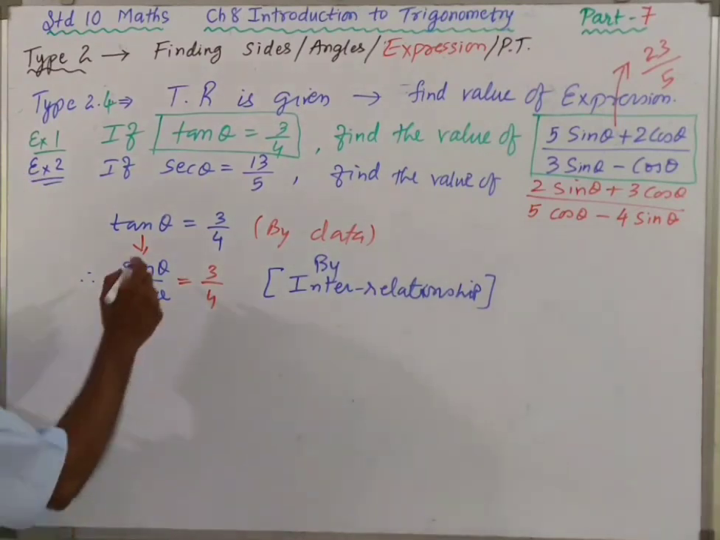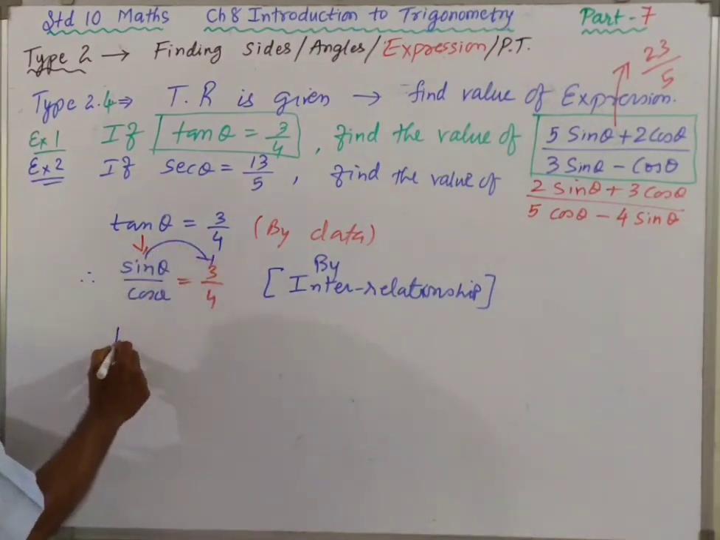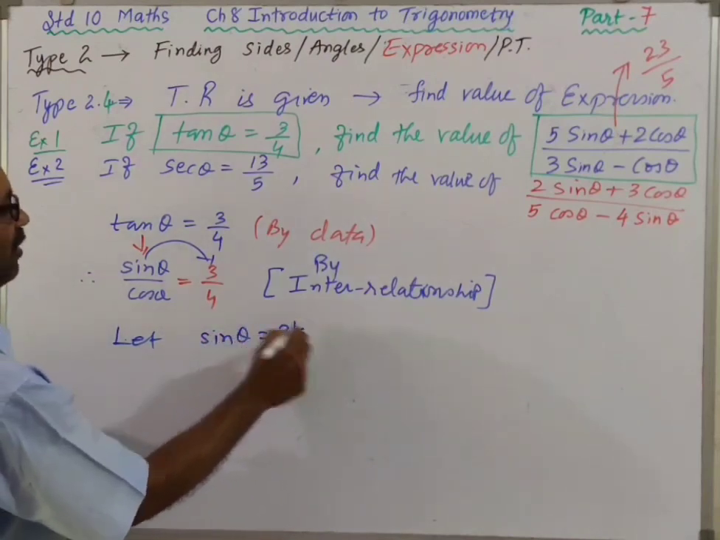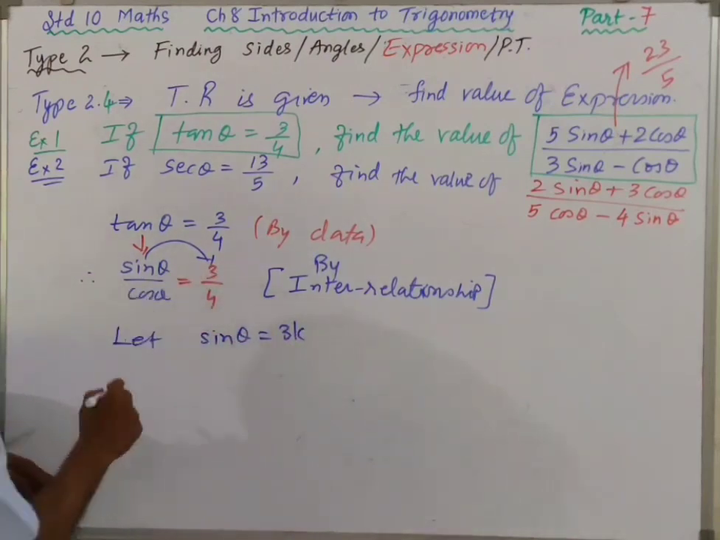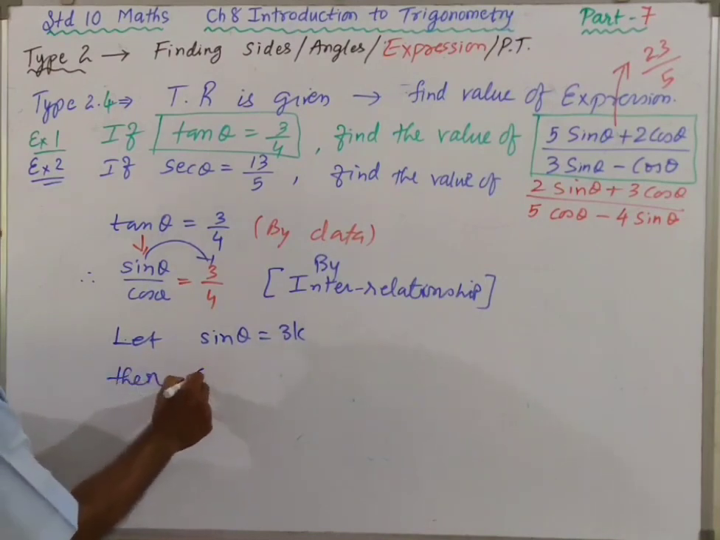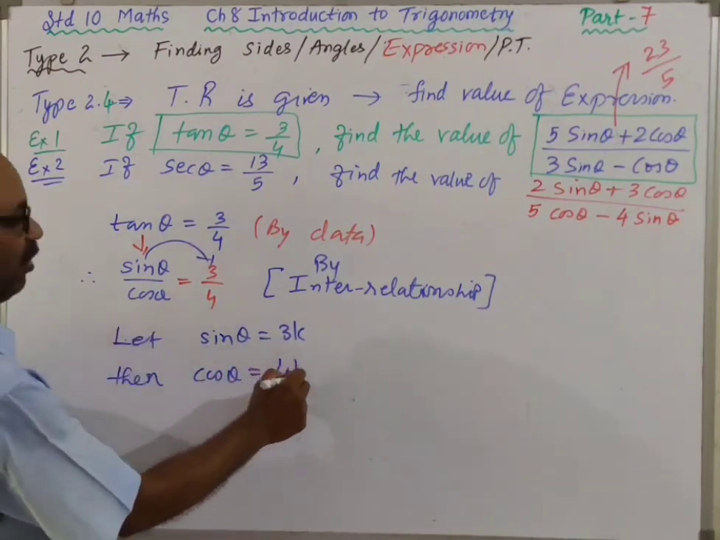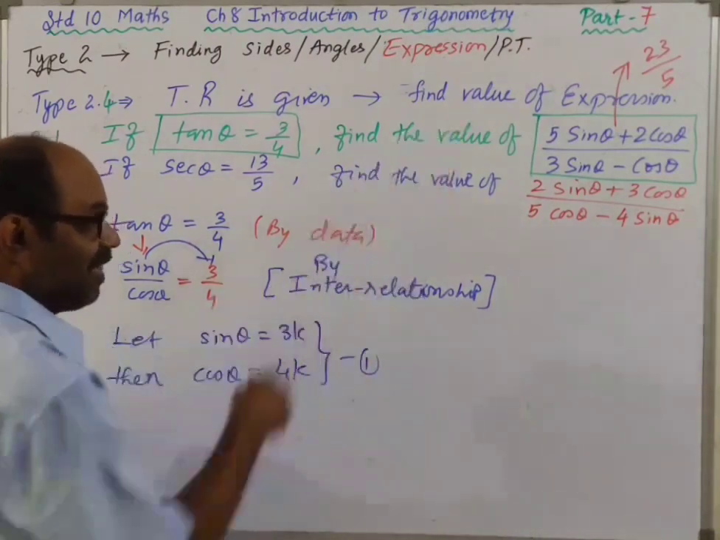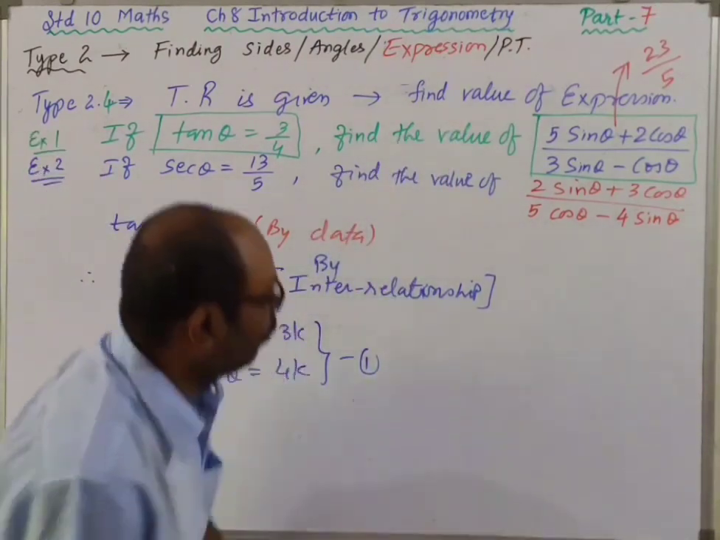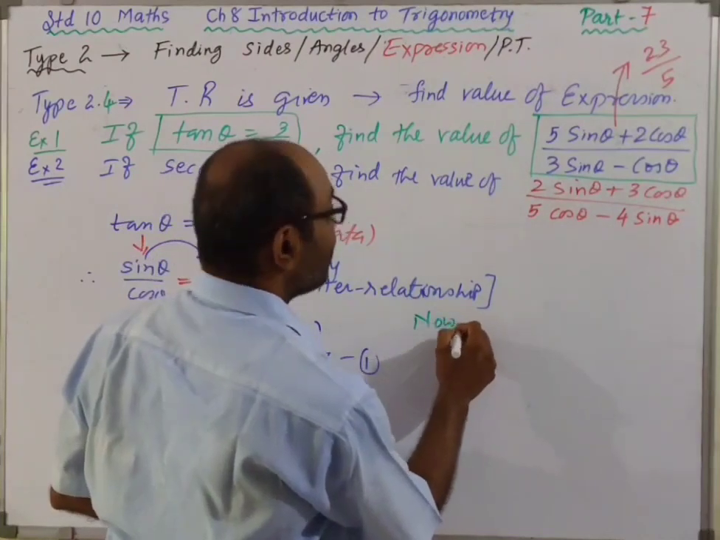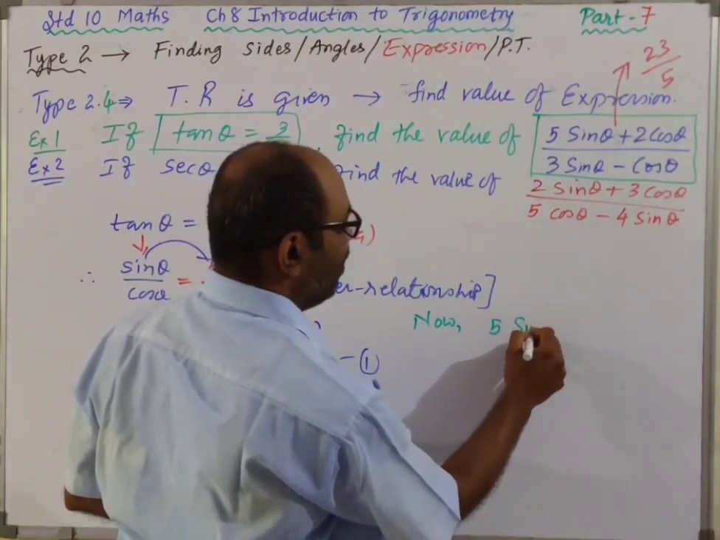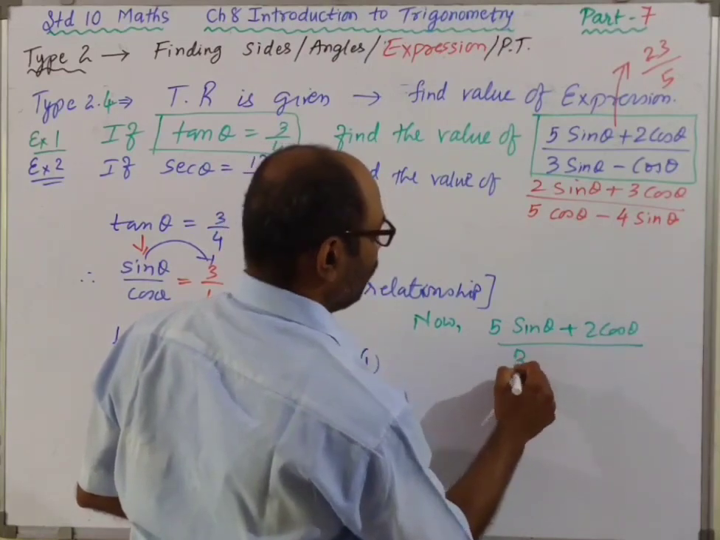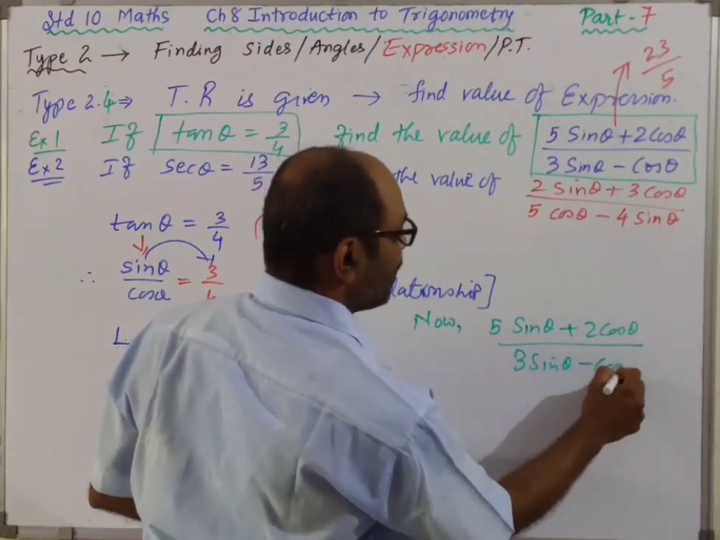Okay? Supposition. Let sin theta be equal to 3k, not 3. Then cos theta is equal to 4k. Yes, put this value in that expression. Now, what is the expression whose value we have to find? 5 sin theta plus 2 cos theta upon 3 sin theta minus cos theta.